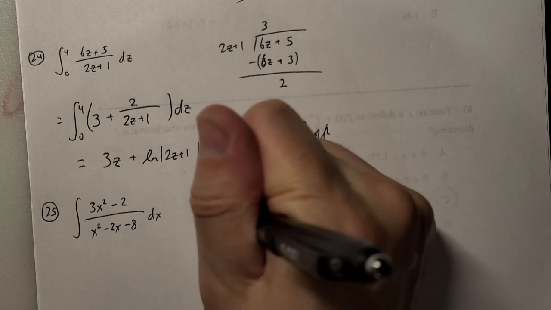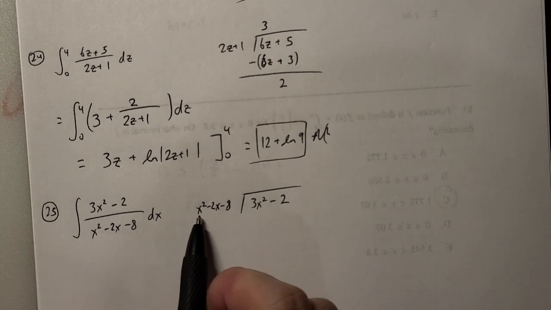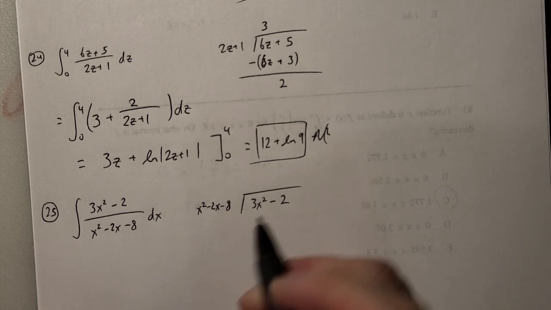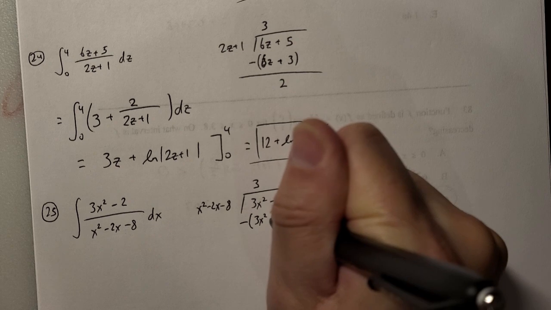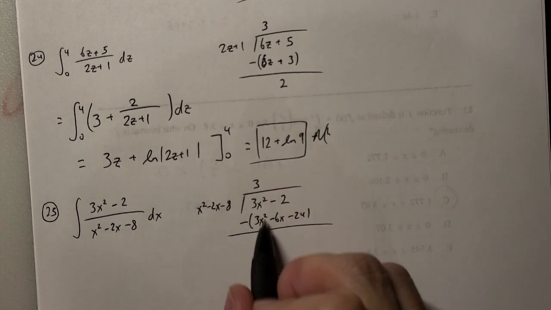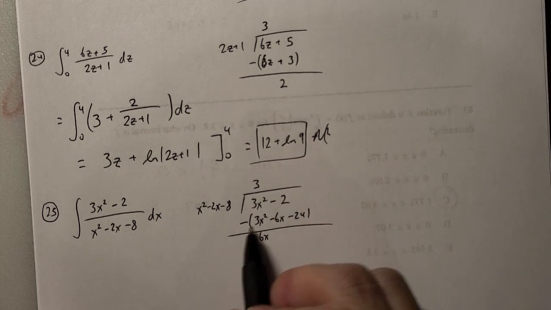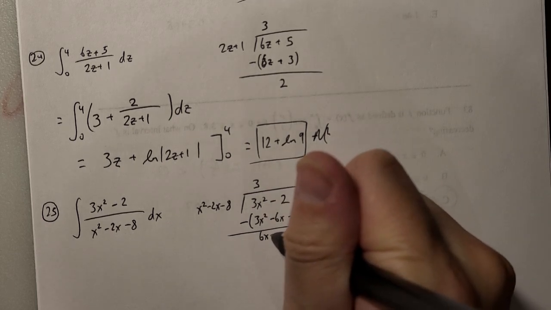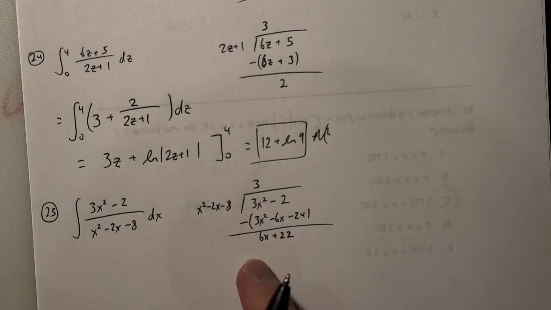Okay, and outside is this. Okay, how do we get from x squared to 3x squared? We multiply by 3: 3x squared minus 6x minus 24. We subtract these two. We get plus 6x, and then minus 2 plus 24. So that's plus 22. Okay? And that's it for here.